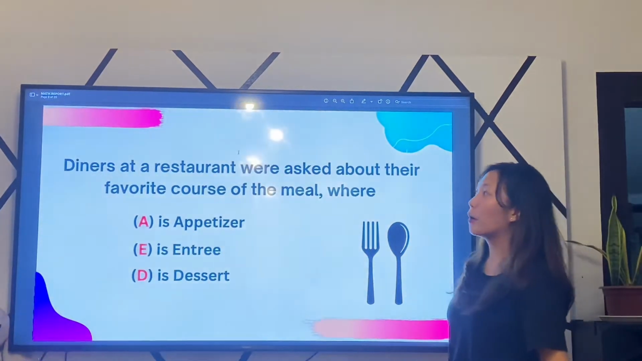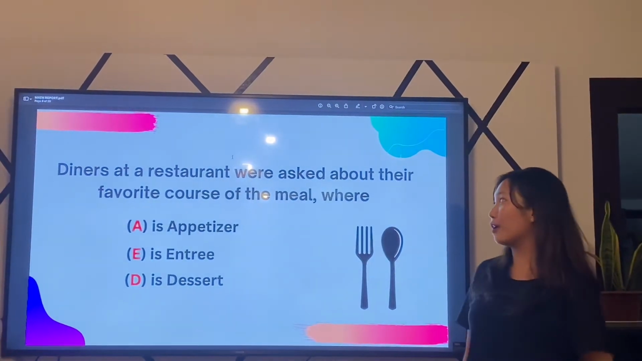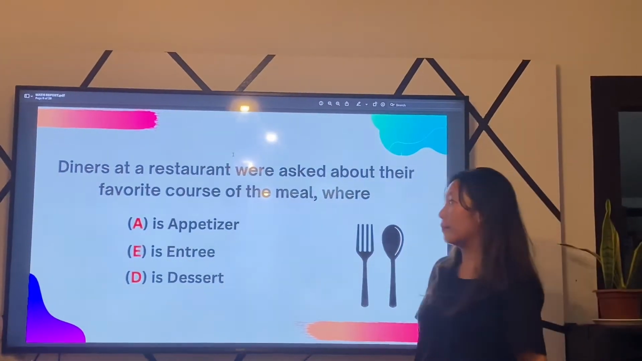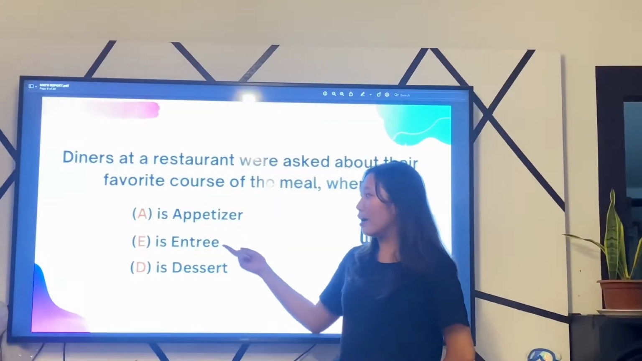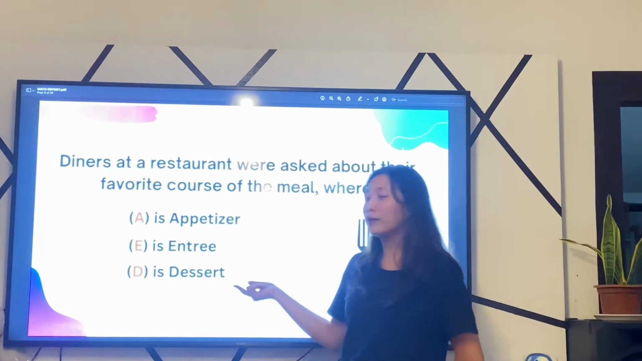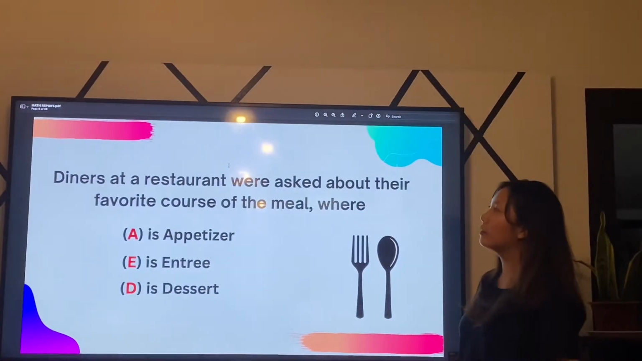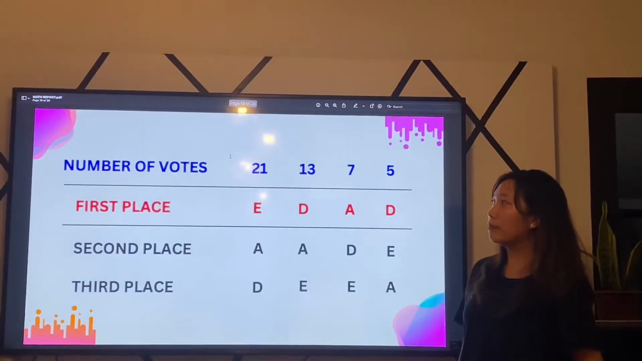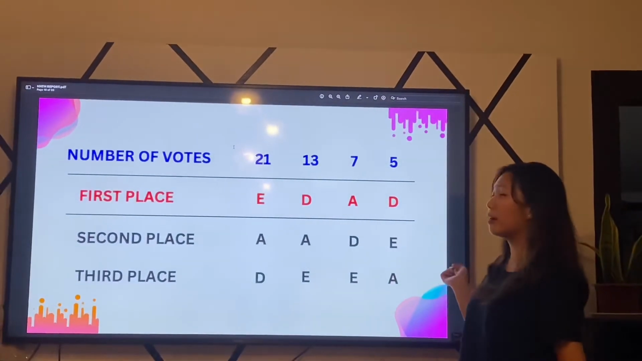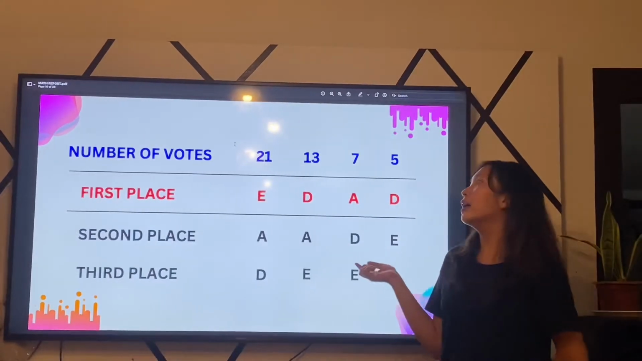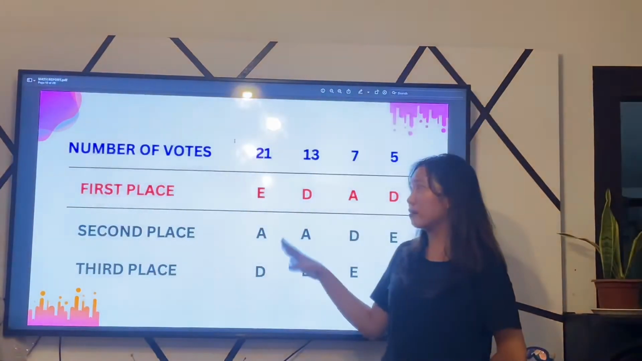For our first problem, diners at a restaurant were asked about their favorite course of the meal, where they serve appetizer, entree, and dessert. The appetizer stands for A, the entree stands for E, and the dessert stands for D. So now let's proceed to our solving. The number of votes are 21, 13, 7, and 5. Later, we will total the number of votes. So this is an example of the results of the votes.